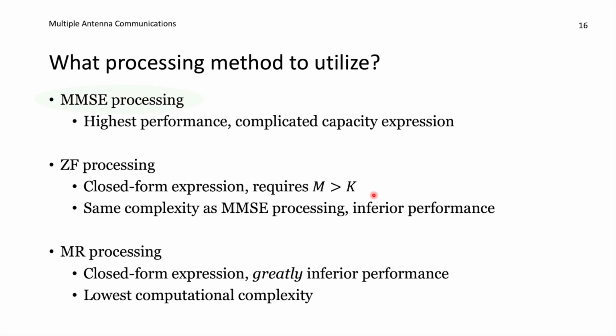So I would say that the main choice is to use MMSE processing. It has the highest performance, but if you would like to predict its performance analytically, we can utilize the zero forcing closed form expressions. And if you would like to have a baseline performance lower bound, then maximum ratio processing is the method to utilize, just to figure out that if we are building the system, we should at least get this performance, but hopefully we can get the performance predicted by zero forcing and achieved using MMSE processing.